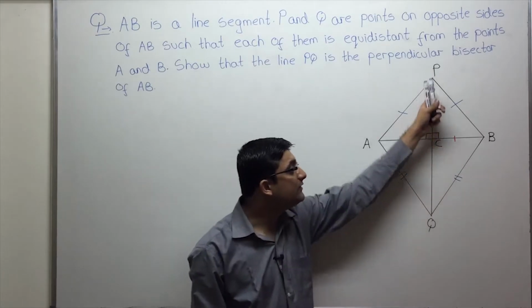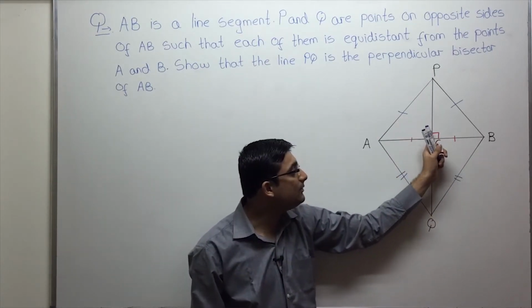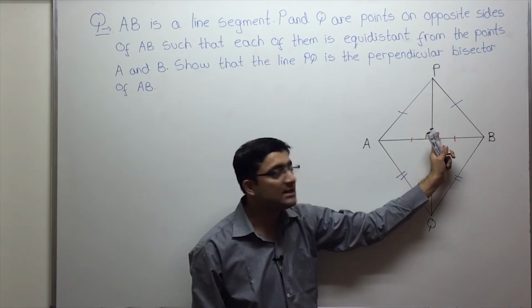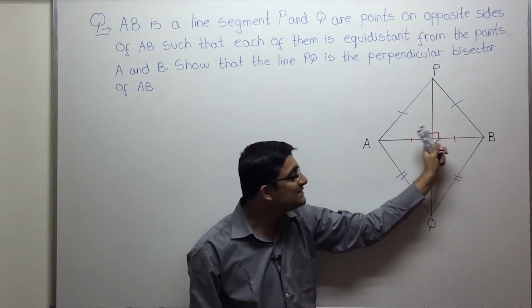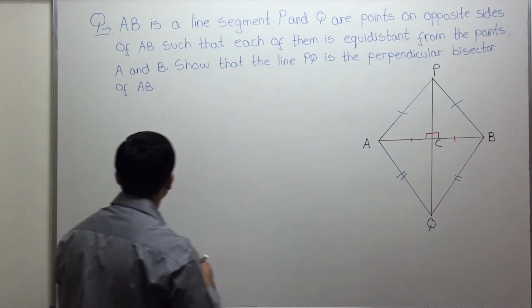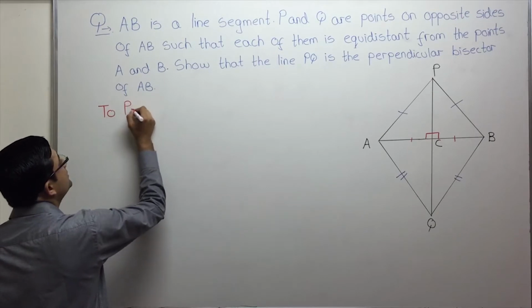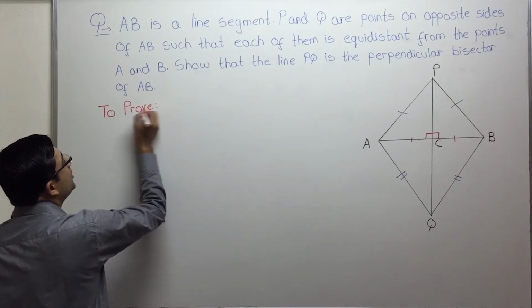I repeat, when will PQ be the perpendicular bisector of AB? Perpendicular means the angle between PQ and AB is 90 degrees. Bisector means it is dividing AB in two equal parts. So AC and BC. So let's begin. First, let's begin with what we have to prove. So this should be very clear. What do we have to prove?